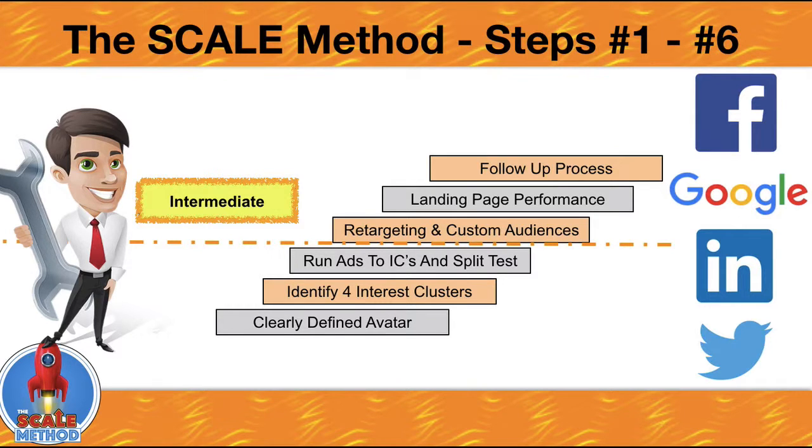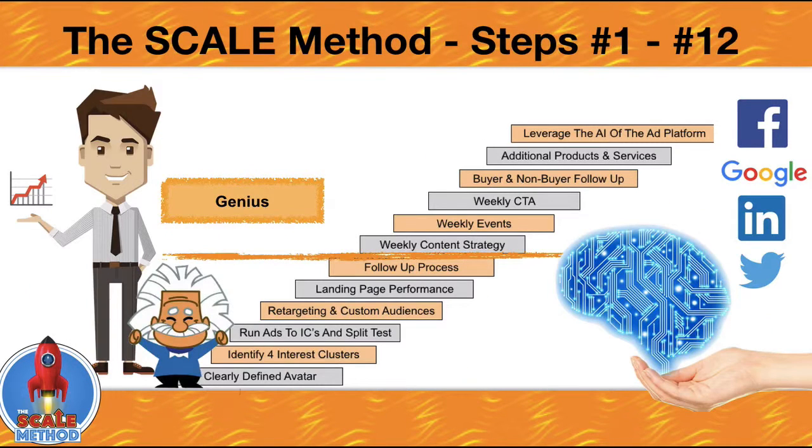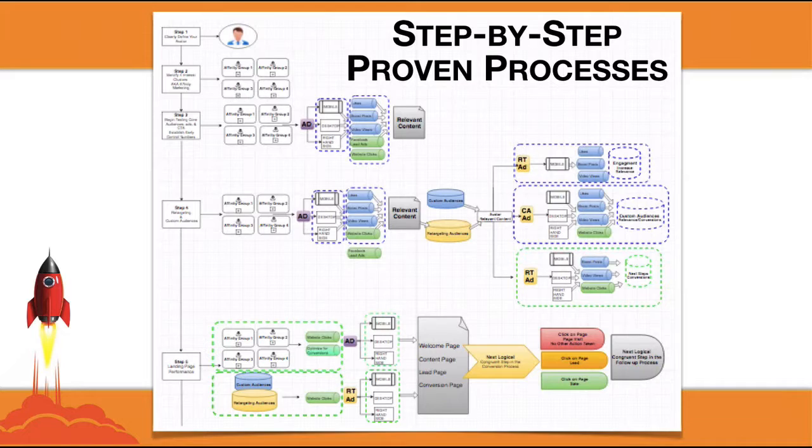Now, at the intermediate level, we're talking more along the lines of retargeting, custom audiences, landing page performance, and follow-up. These are for people who've already run some ads, but really want to hone in, like they may have a webinar or an opt-in for a free ebook or a video sales letter. We're going to show you how to retarget those people and follow up properly. Now, in the genius level, we add an additional couple of steps, and this is really where we start increasing the lifetime value of the customer. This is where we get the algorithm, the brain of these major platforms, to start working to our advantage because we have such great content.